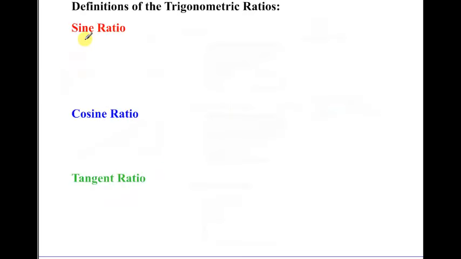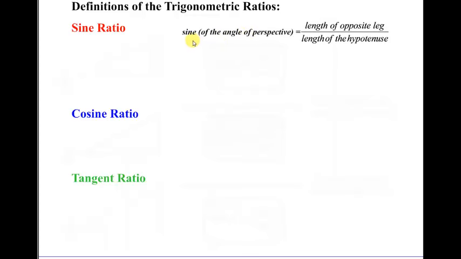There are 3 of them that we're going to use: the sine ratio, the cosine ratio, and the tangent ratio. Let me show you what those are. First, the sine ratio. The definition of it is the sine ratio for the angle of perspective is equal to the length of the opposite leg divided by the length of the hypotenuse. And that's a lot to say, and it's a lot to write down too. So we're going to simplify that or abbreviate it to look like this. The sine of our angle is equal to the opposite leg over the hypotenuse.